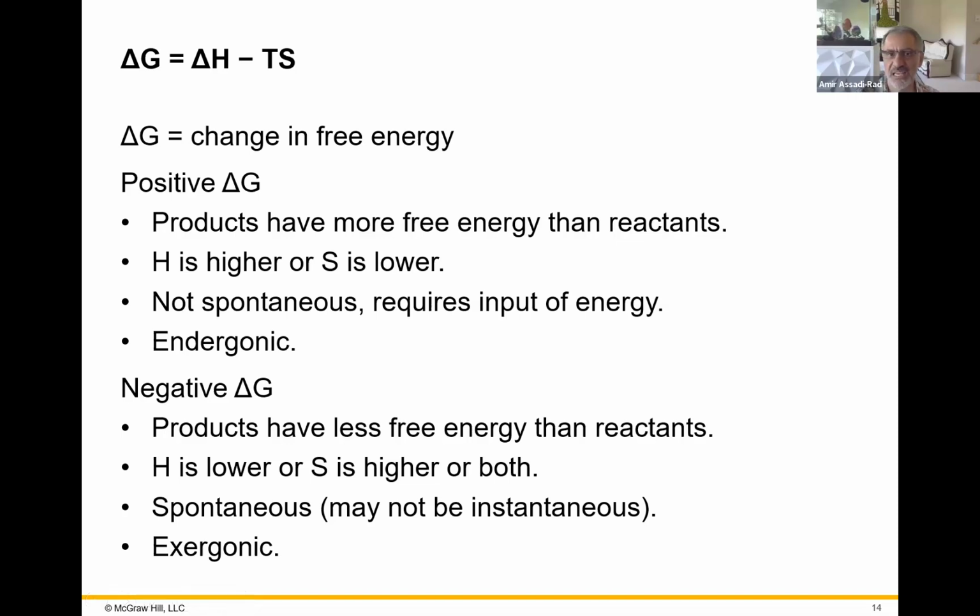Glucose has usually less energy than all of what is happening with the sun. Of course, as I said, the sun is the ultimate source, all of what the sun did to the chloroplast. H is lower, or S is higher, or both. Spontaneous may not be instantaneous, and the process is an exergonic reaction. Breakdown of the glucose molecule is an exergonic reaction. Breakdown of ATP to ADP and phosphate is an exergonic reaction.